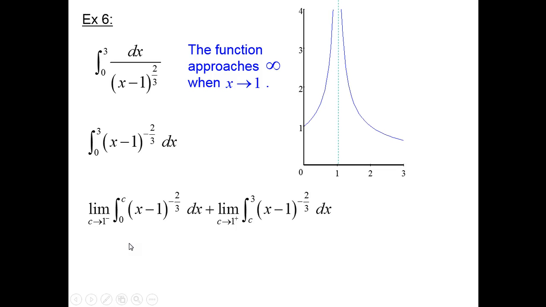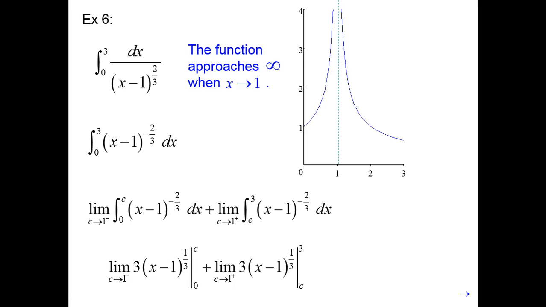Make sure you see what we're doing. So now we have the limit from 0 to c as c approaches 1 from the left. So that would be covering the left half of this area under the curve, plus the integral from c to 3, so pick up where this one leaves off, as c approaches 1 from the right. So that would be the right half of this integral. We have our antiderivative. We're evaluating from 0 to c for the first one and c to 3 for the second one.